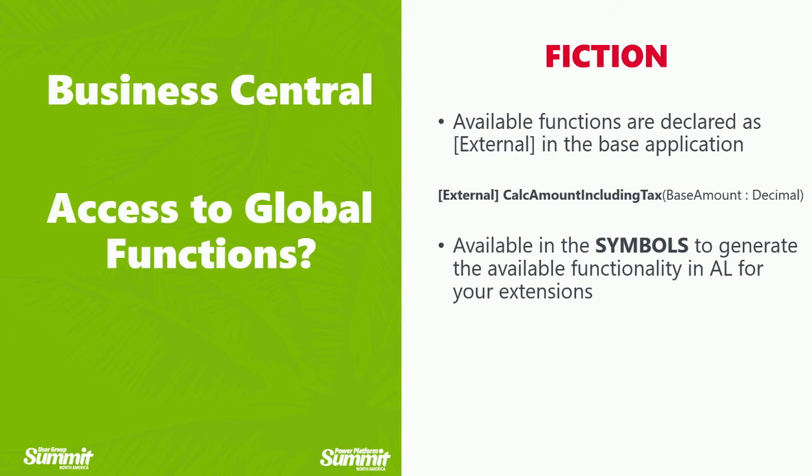So for the developers in the room, in order to see these external global functions, what you would have to do is download symbols in your VS Code using the AL language. When you download symbols, it creates a hook to the database source, and it allows you to access these external functions and all your hooks and triggers and fields and tables, etc.